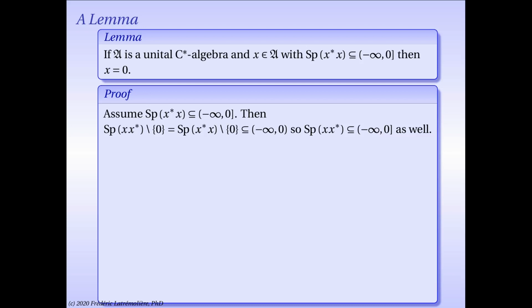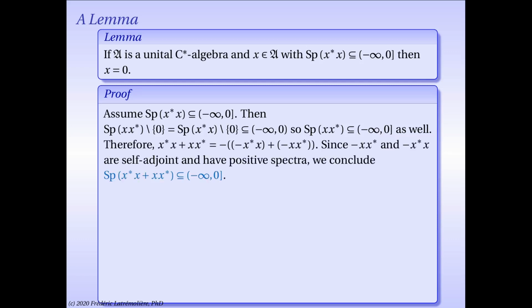So first, note that I would like to know something about the spectrum of x star. The spectrum of x star does not equal the spectrum of x star x in general, but in any unital Banach algebra, what is true is that the spectrum of x star without 0 equals the spectrum of x star x without 0. From this, you can easily conclude the spectrum of x star is also a subset of the negative half-line. So we can conclude that x star x plus x star is the opposite of the sum of two self-adjoint elements with positive spectra, and so itself must have negative spectrum.